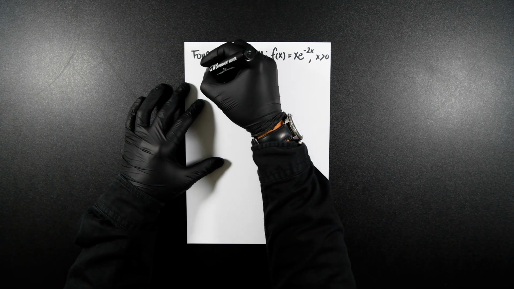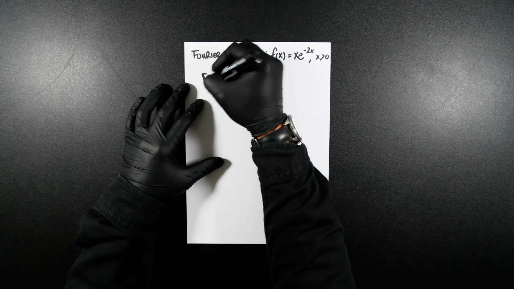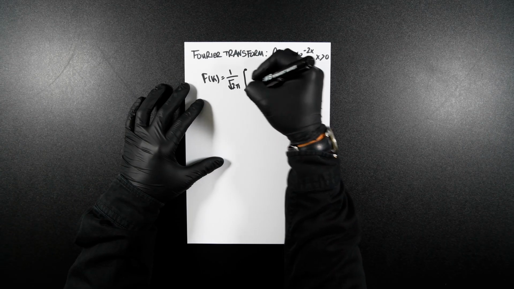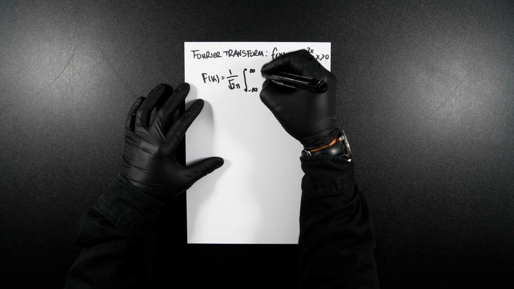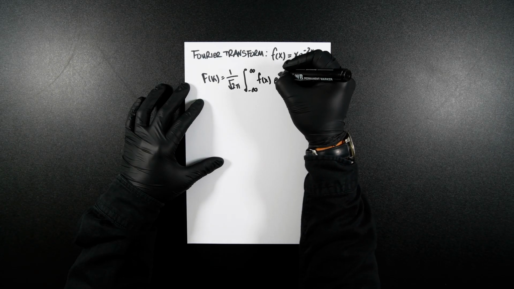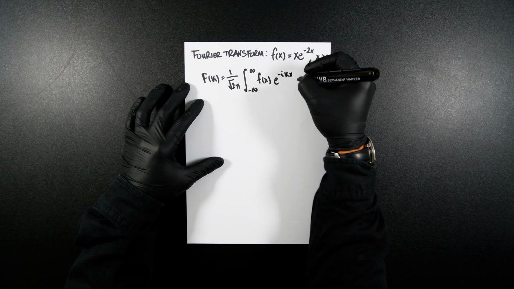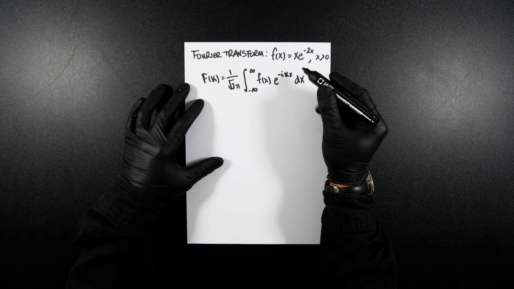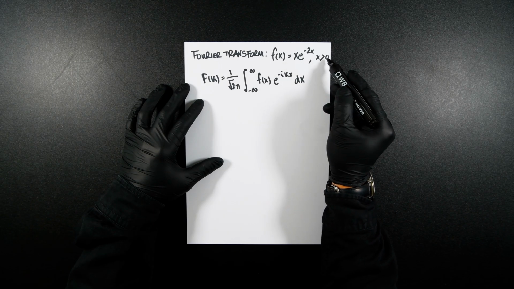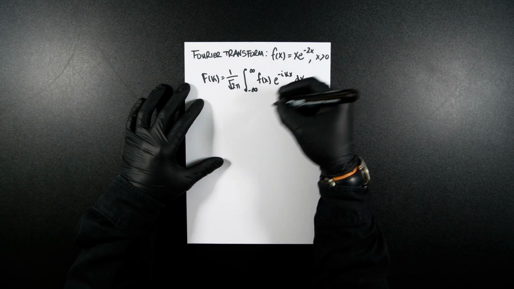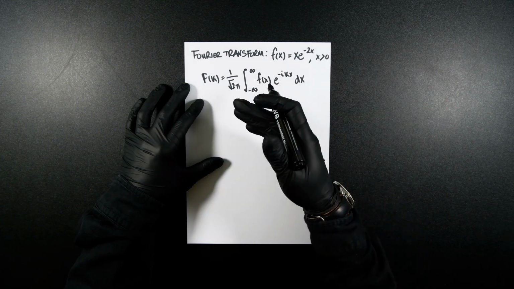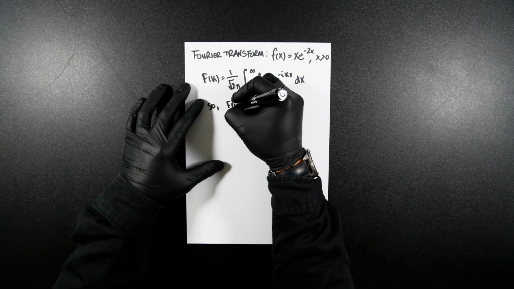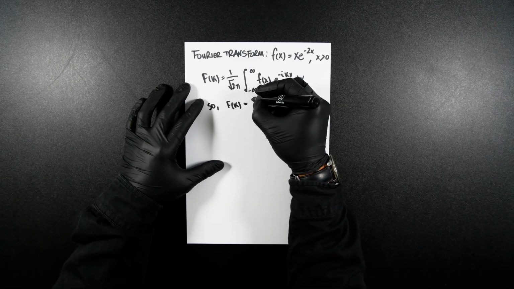So let's recall that f(k) equals 1 over root 2 pi, with an integral from minus infinity to infinity of f(x) e to the minus ikx dx, where f(x) is just this function. We have this function here where x is greater than 0, and we know the function is 0 when x is less than 0. So let's take f(k) and plug in the function.